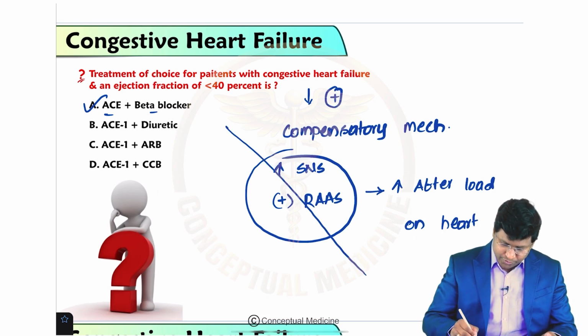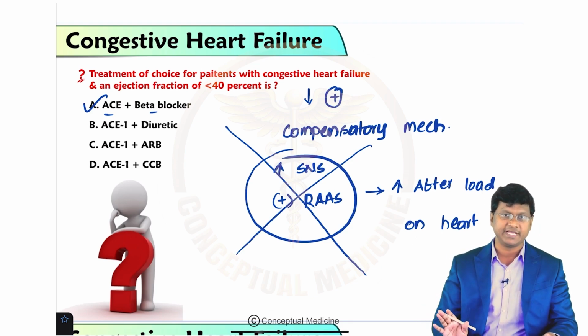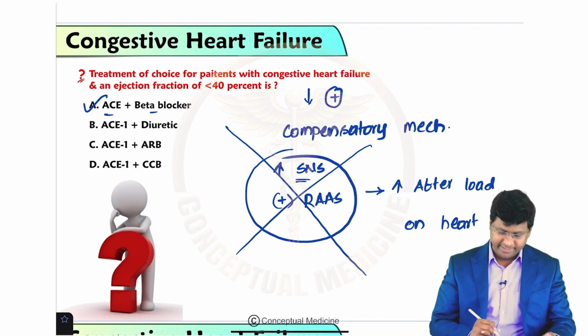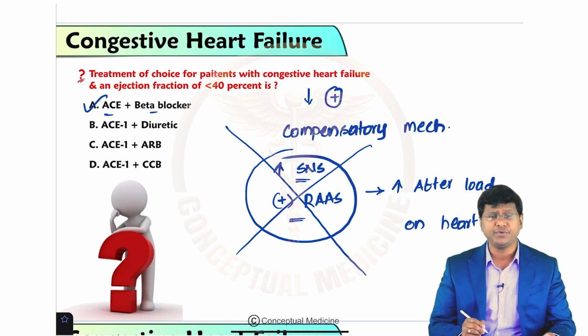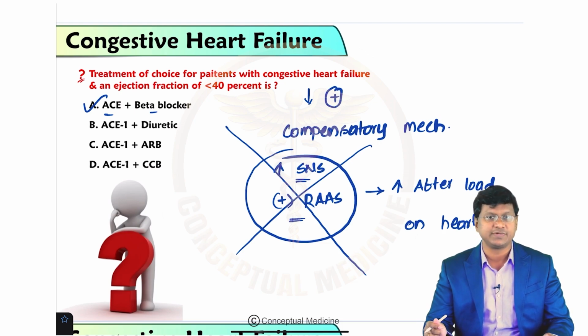So these compensatory mechanisms should not be in an active state for a long-term period in patients with heart failure. So you need to neutralize or nullify these compensatory mechanisms. For neutralizing the sympathetic effect, we give beta blockers. For neutralizing the RAS, we give the ACE inhibitors. So that is the purpose of giving ACE inhibitors as well as beta blockers in patients with congestive heart failure, right?